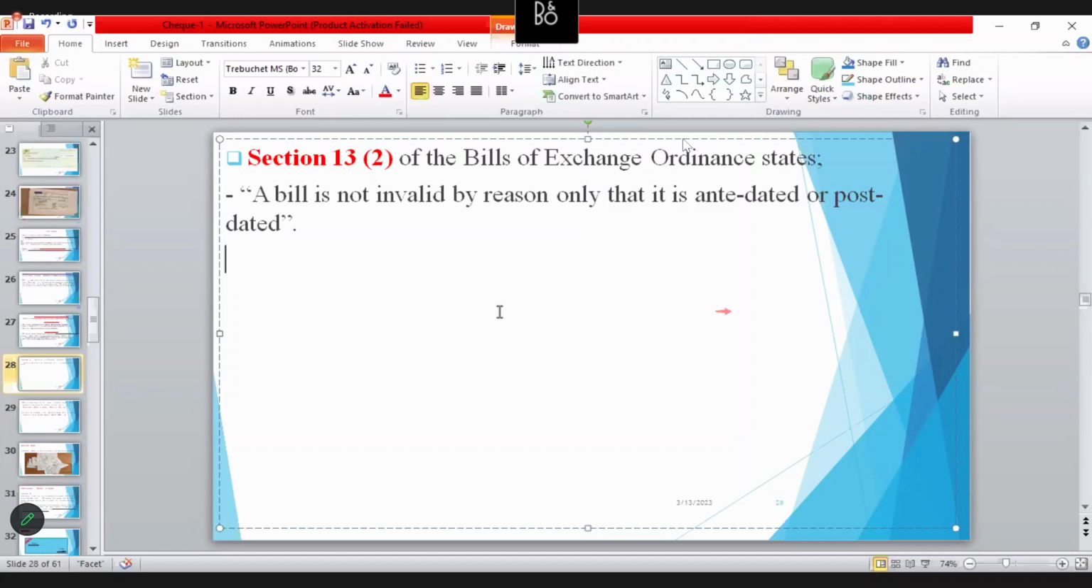If it bears an earlier date, within 6 months the person has to go to the bank and get the payment by using the check, right? Good.